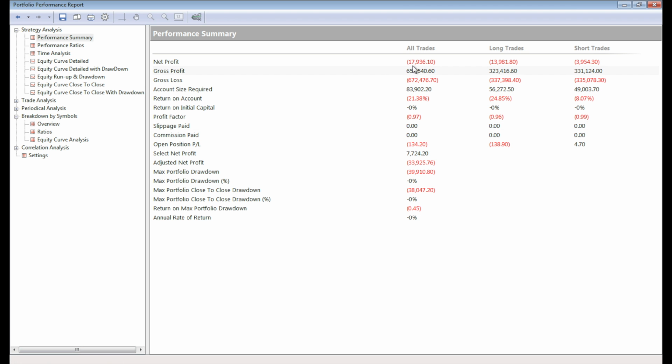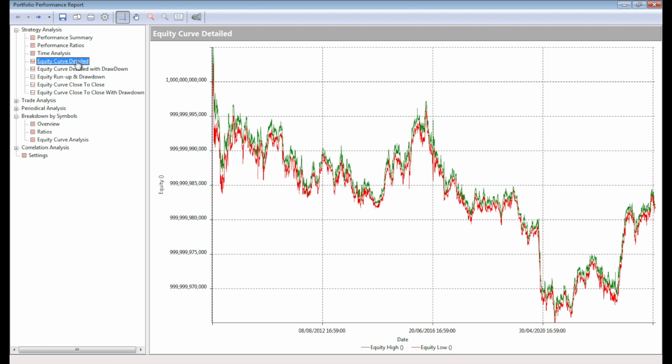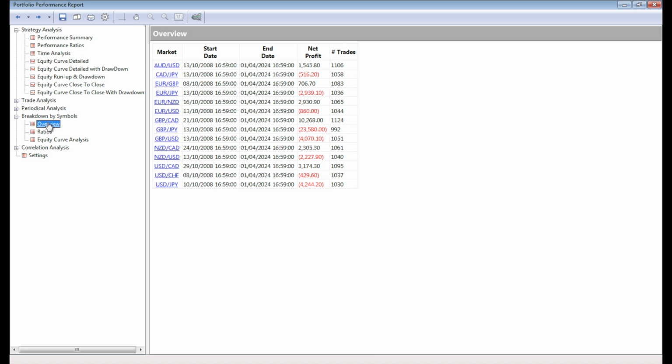This is the total net profit for those 14 pairs for the whole portfolio. You see it's losing 17,900 pips, so that's not good. That's what the equity curve looks like. But I'm more interested to see the individual results by market. Here we can see the results by market, and we can see that only 1, 2, 3, 4, 5, 6 of the 14 are actually profitable, and some of them by not very much. Let's have a look at the profitable ones.